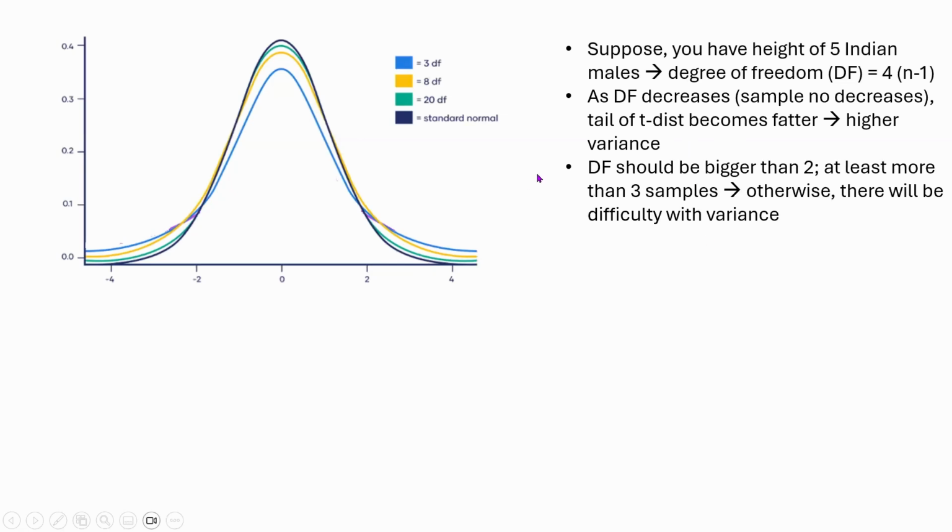Now, if you want to plot or construct a t-distribution, your df should be bigger than 2. At least more than 3 samples should be there. Otherwise, you will have some difficulty with variance because then there will be a lot of variance. Now, when your sample size is above 30, the t-distribution will look very much like the normal distribution curve, and so you can just replace it with a normal probability distribution function.